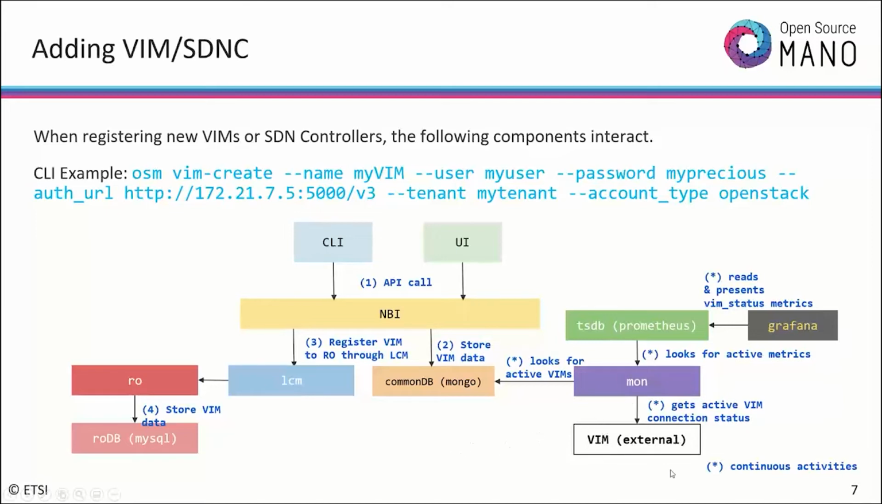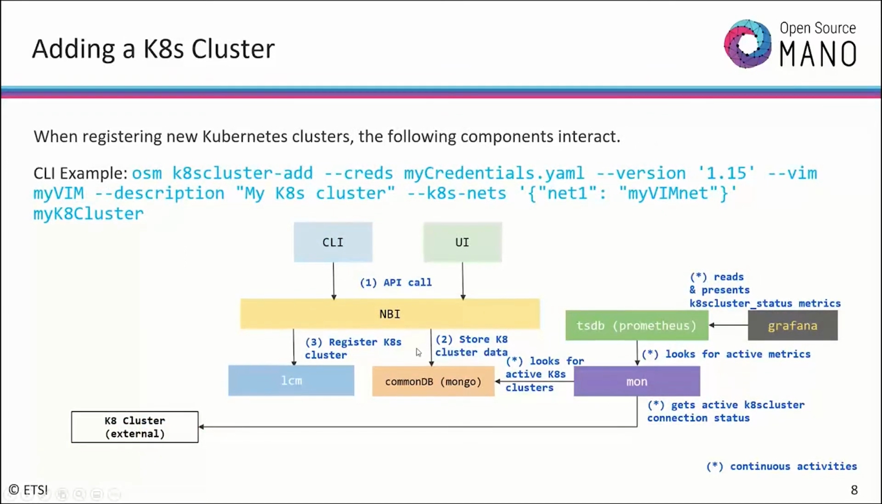And that's more or less what happens when registering a VIM. With an SDN controller the same happens: the runtime environment is created in the RO, and the runtime environment or the collector is initialized in MON.